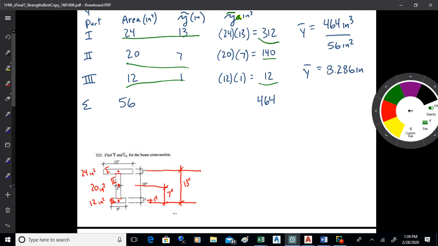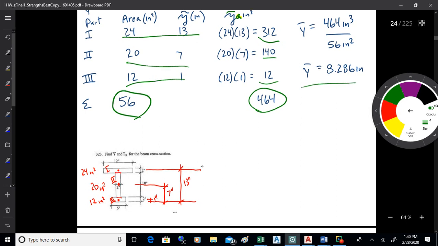Then what I do is I add up all the areas. I get 56. Add up all the y-bar A's. I get that value. And then I take the sum of the y-bar A's and divide by the total area, and I get about 8.29. One thing I would do with that number is just look at it and see if it looks about right. Ask yourself, if this was a shape cut out of cardboard and you tried to balance it on your pencil, would it balance there? Looks about right, because the top flange is bigger than the bottom one, so that pulls the centroid up a little bit. So that's where the y-bar is.